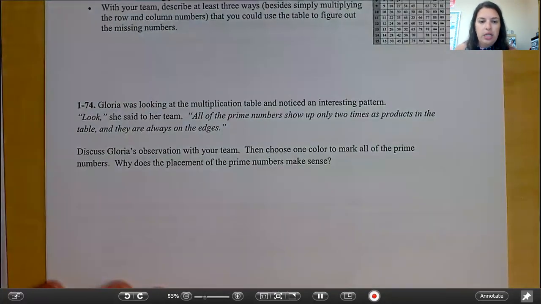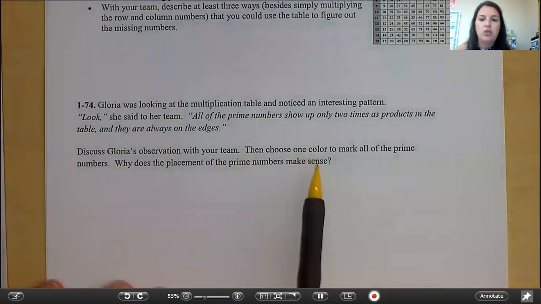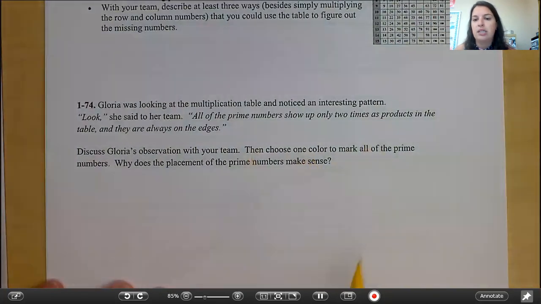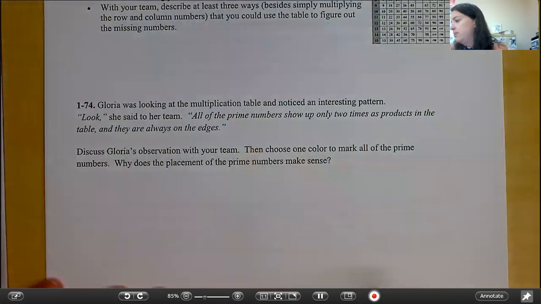174. Gloria was looking at the multiplication table and noticed an interesting pattern. Look, she said to her team, all of the prime numbers show up only 2 times as products in the table, and they are always on the edges. Discuss Gloria's observation with your team. Then choose one color to mark all of the prime numbers. Why does the placement of the prime numbers make sense? So go ahead and work on this problem.